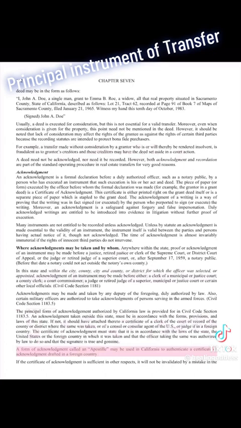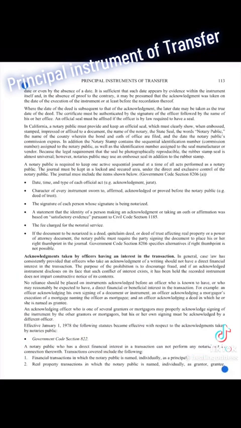Where the date of the deed is subsequent to that of the acknowledgement, the later date may be taken as the true date. The certificate must be authenticated by the signature of the officer followed by the name of his or her office. An official seal must be affixed. The officer is by law required to have a seal.